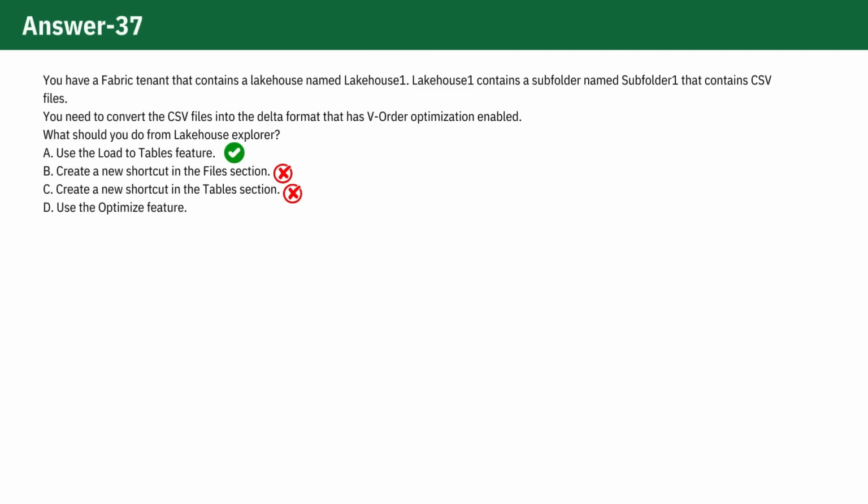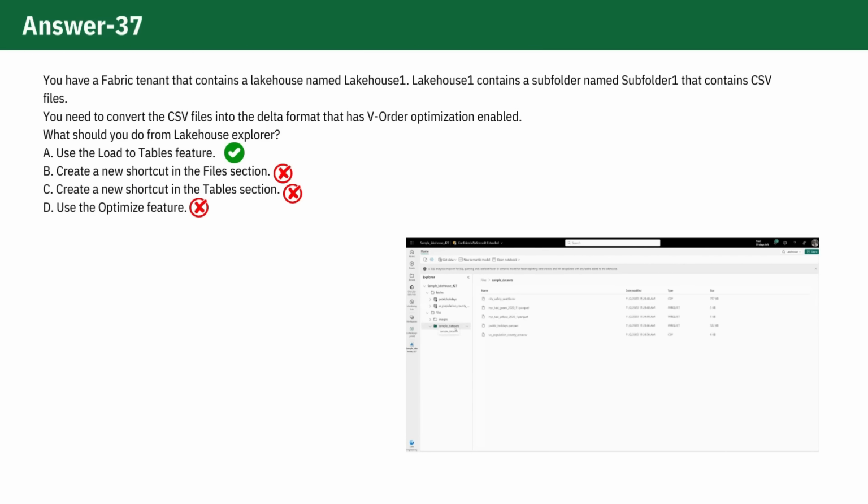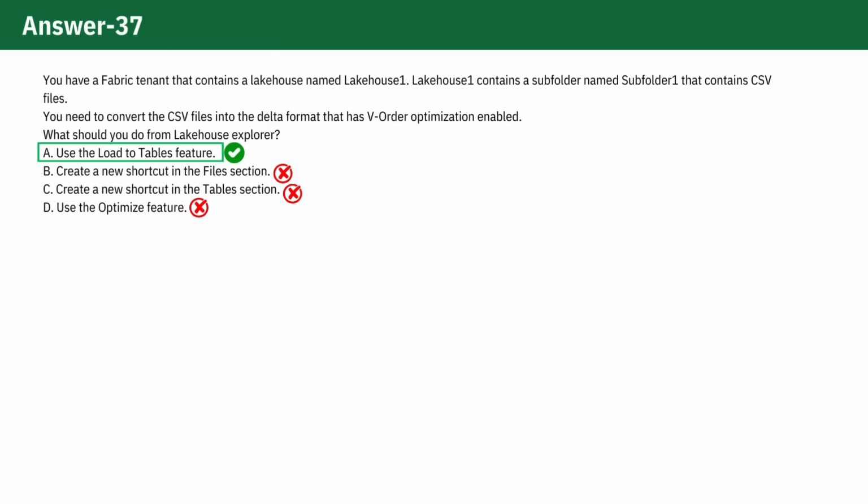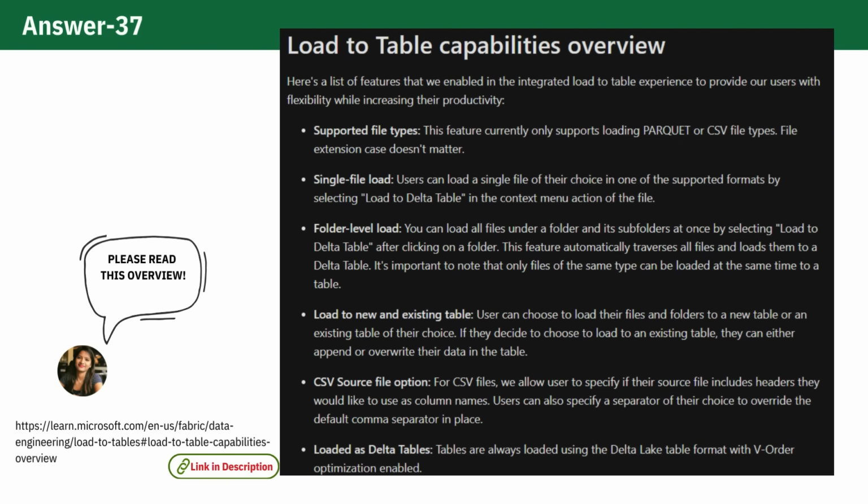D. Use the Optimize feature. The Optimize feature is typically used to improve the performance of existing Delta tables by compacting files and optimizing their layout. It is not used for converting file formats or initially applying V-order optimization during the conversion process. Thus, to achieve the conversion of CSV files to Delta format with optimizations, the Load to Tables feature is the most direct and effective approach in Lakehouse Explorer. For more information, you can read the Load to Table capabilities overview found in the documentation.